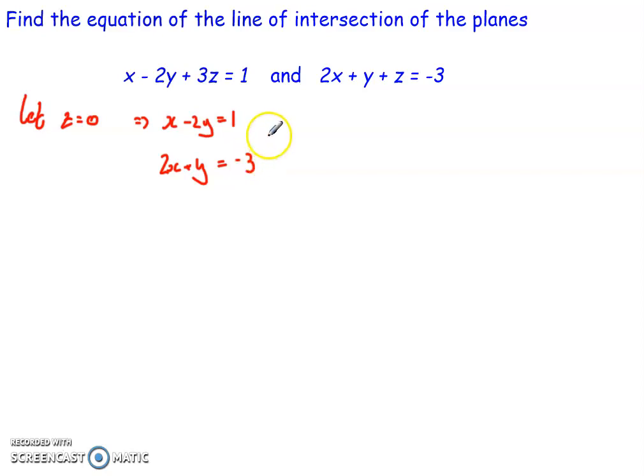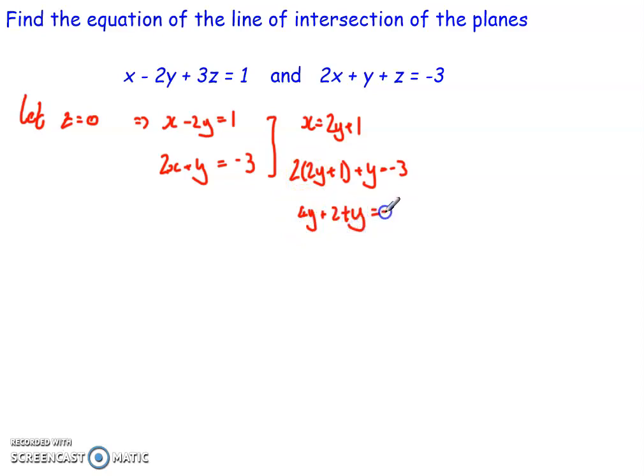I'm going to solve them for x and y and get out the rest of my coordinate. So if I was to do that, rearrange the top one, I get x equals 2y plus 1, and substitute it in the second one, I get 2 bracket 2y plus 1 plus y is equal to negative 3. Multiply out the bracket, I get 4y plus 2 plus y equals negative 3. So if I take the 2 across here and group the y's together, I get 5y is negative 5.